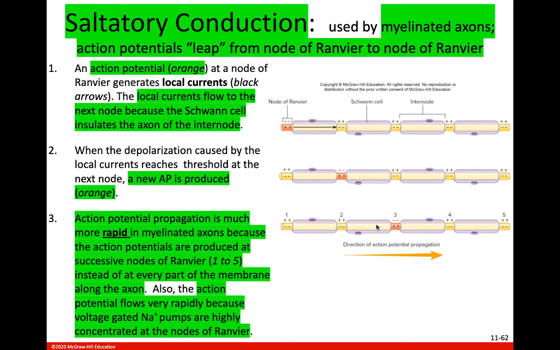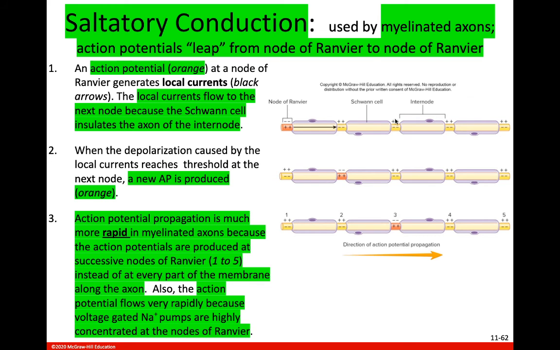The other type is saltatory conduction. Saltatory conduction is used by myelinated axons. Remember that the myelin is not continuous. It has the Schwann cells producing the myelin, and then there is a gap here called a node of Ranvier. Now again, these little globs here, these Schwann cells with the myelin, are called internodes, and the gaps between them where there is no myelin are called nodes of Ranvier.